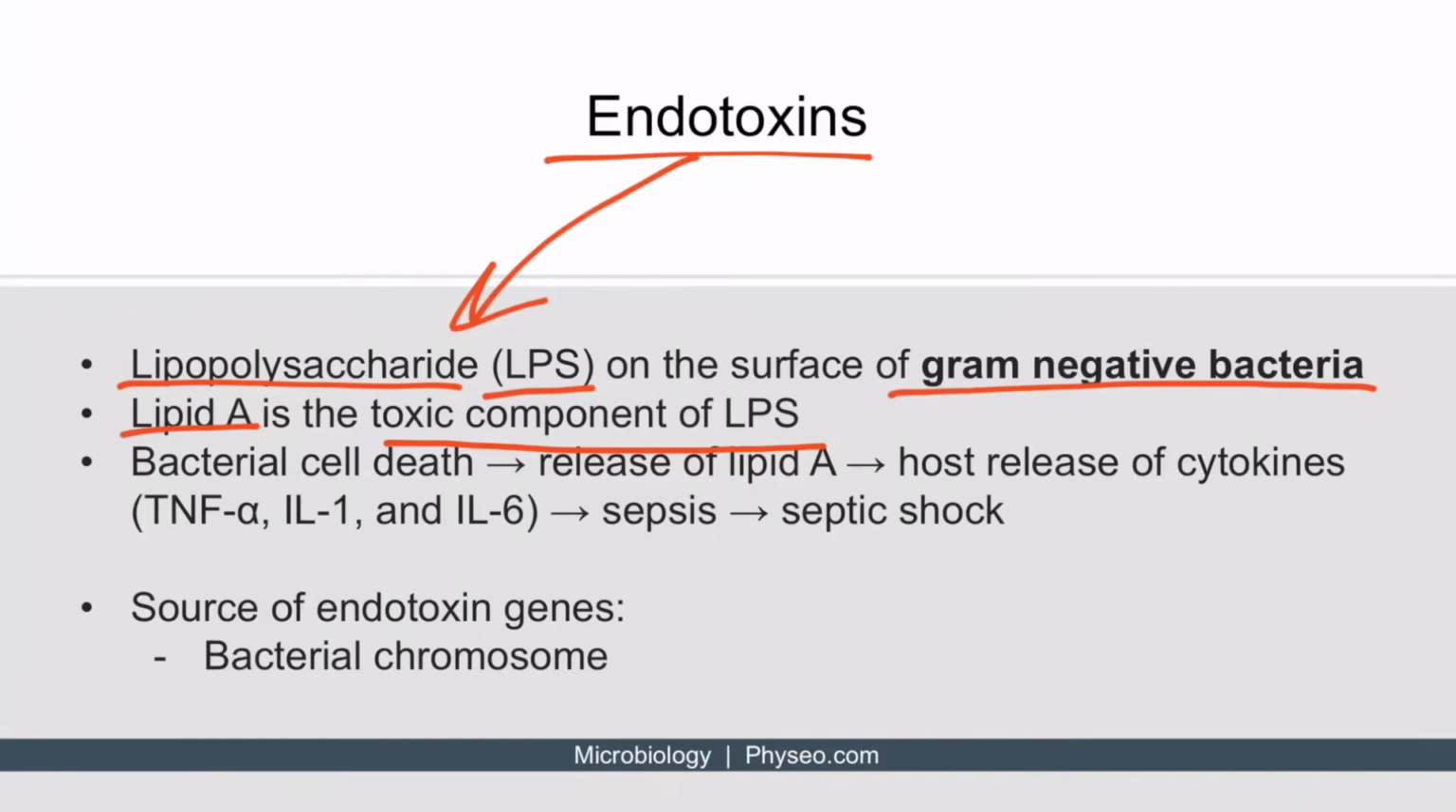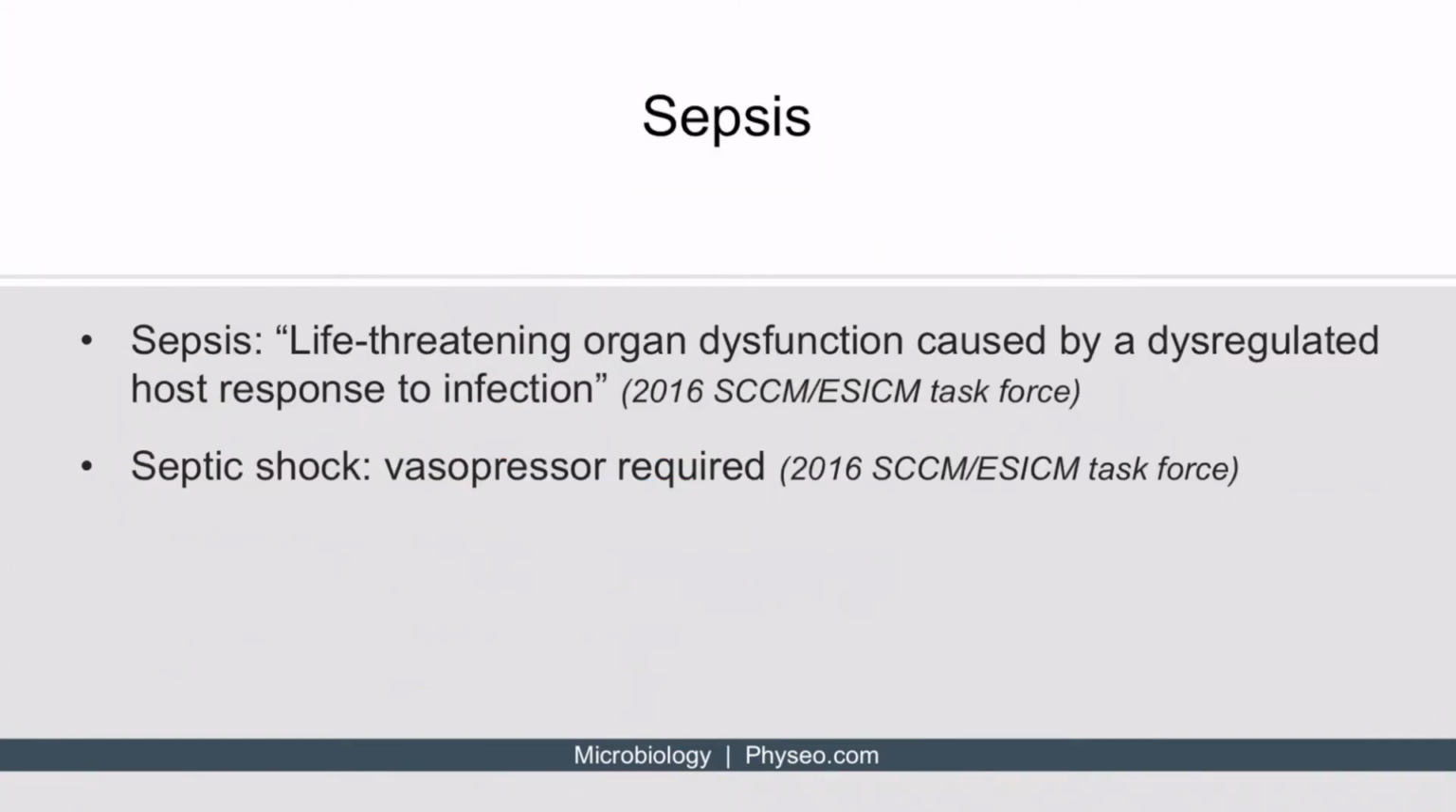So again, when the bacterial cell dies, it will release lipid A, and this causes the host immune system to release lots of cytokines. For example, TNF-alpha, IL-1, and IL-6. This is bad because it happens all over the body, causing sepsis, or even septic shock. Now, sepsis and septic shock are important terms to be familiar with, so we're going to dive into those really quick. In the past, sepsis has had several terms surrounding it. For example, severe sepsis was a term. It's actually been phased out.